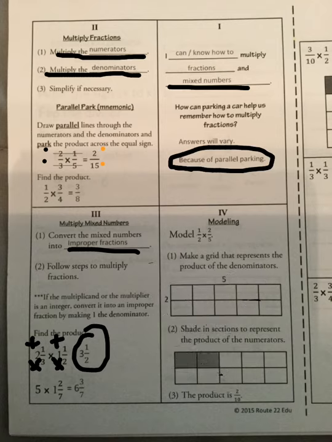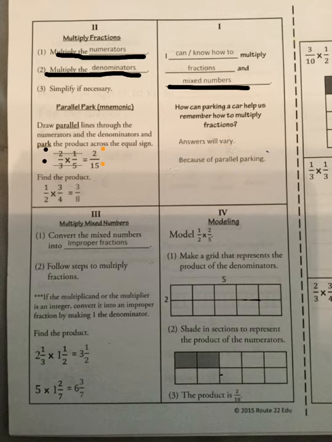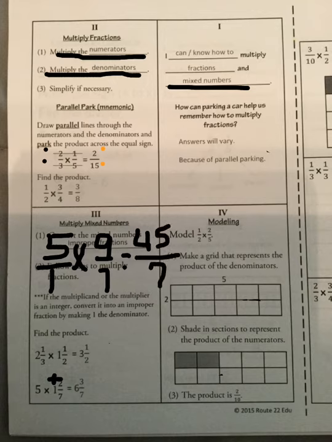We'll have to do the same thing. We're going to have to multiply so that we end up with an improper fraction. 5 times 1 2/7. So I really don't have to do anything to the 5 except put it over 1. So that's going to be 5 over 1 times 1 times 7 is 7 plus 2 is 9. 9/7. So now I'm going to multiply. Remember our parallel park. 5 times 9 is 45. And I'm dividing by 7. So now I've got 45 divided by 7.